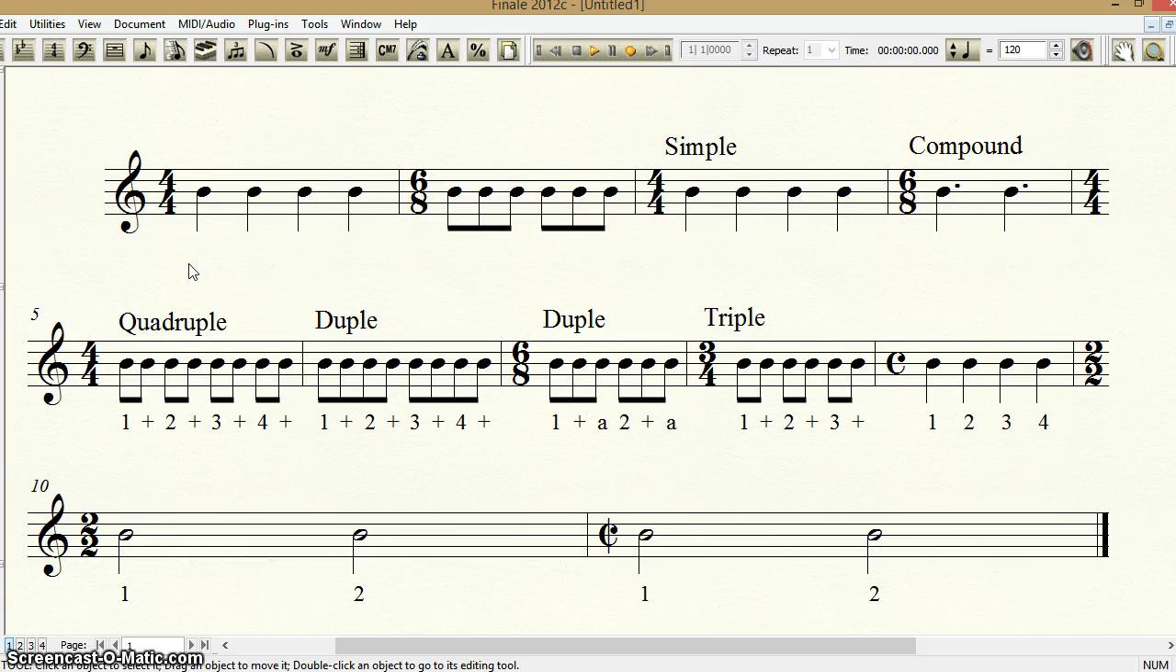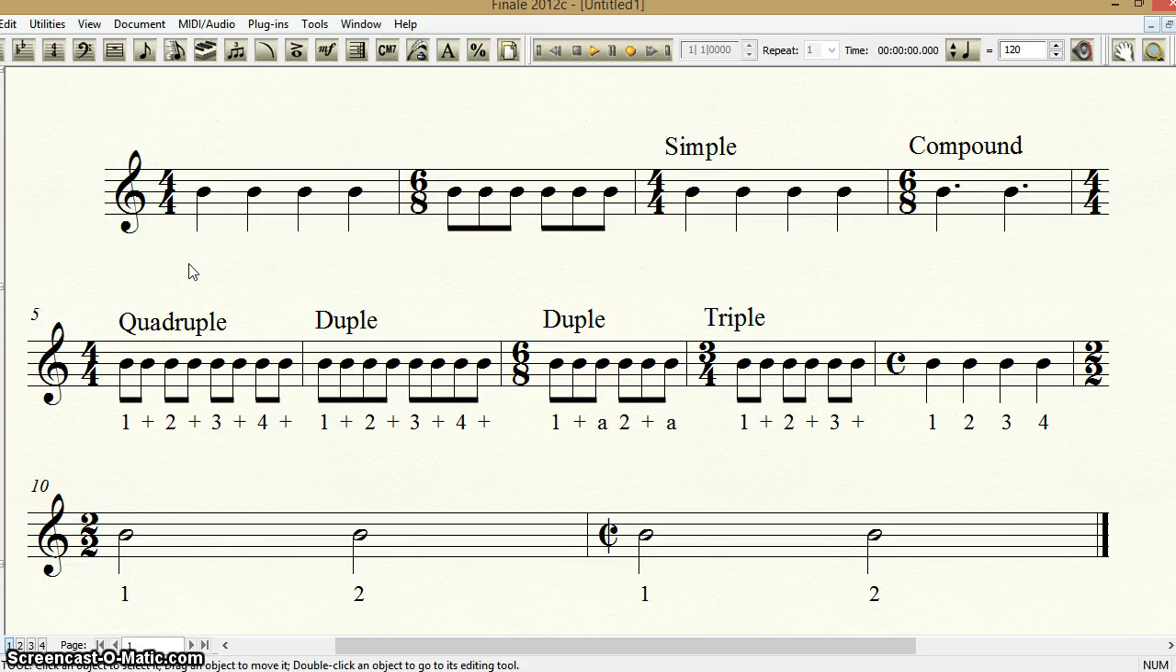Now, for our purposes, we're going to be using meter and time signature pretty interchangeably. When you get into more arcane theory magics, that's when there is a difference between time signature and meter, but for our purposes, they're the same thing.